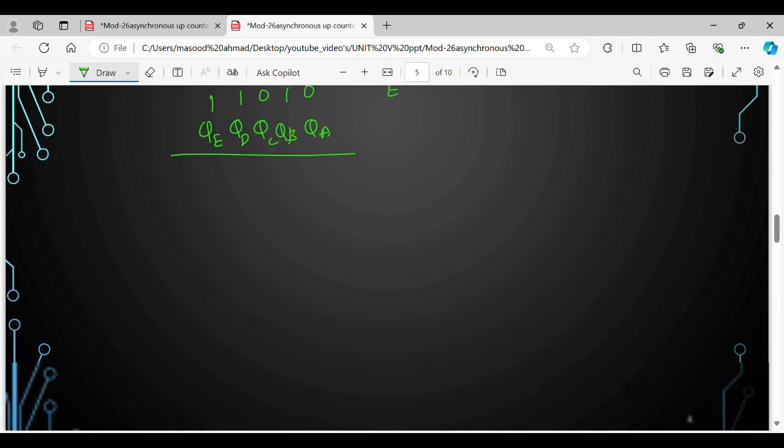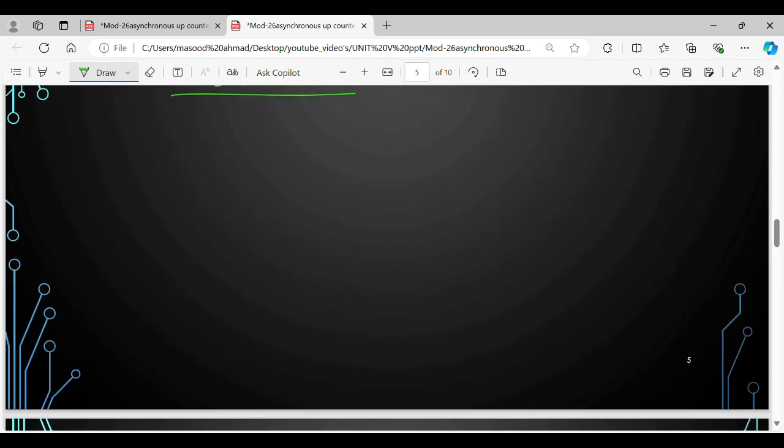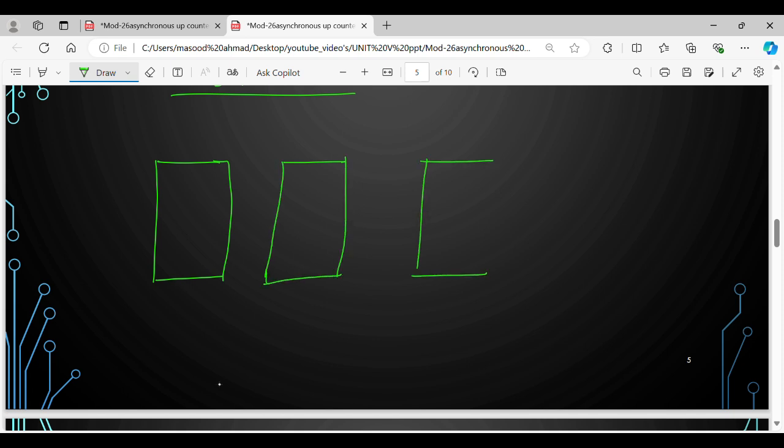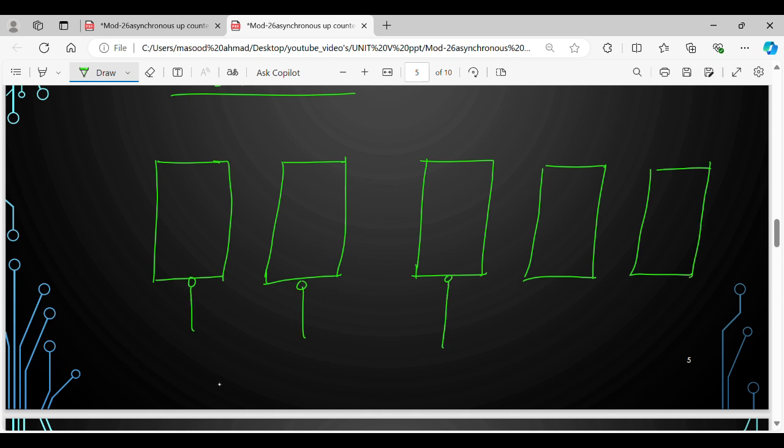So what we try to do is take 5 SR flip-flops, which are configured as T flip-flops. How to configure them we have seen already. So we take 5 such flip-flops. For all of them, the clears are tied together.